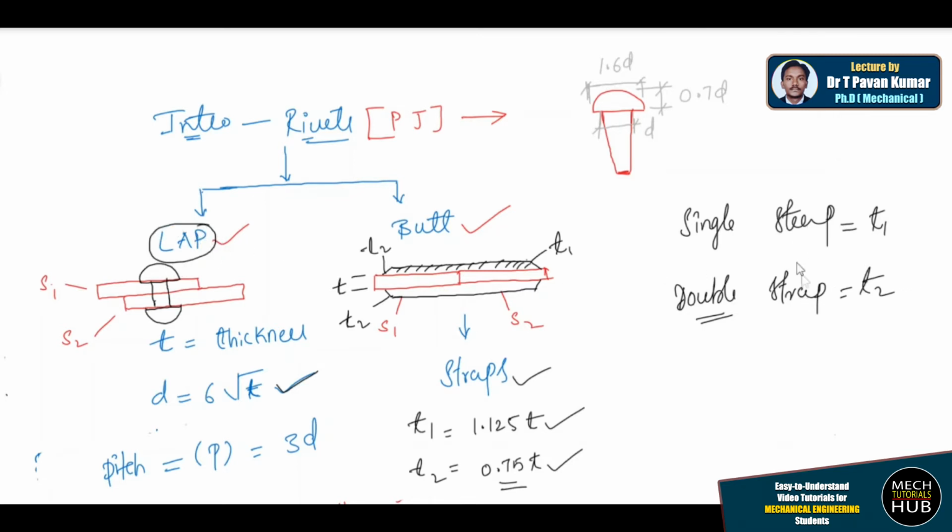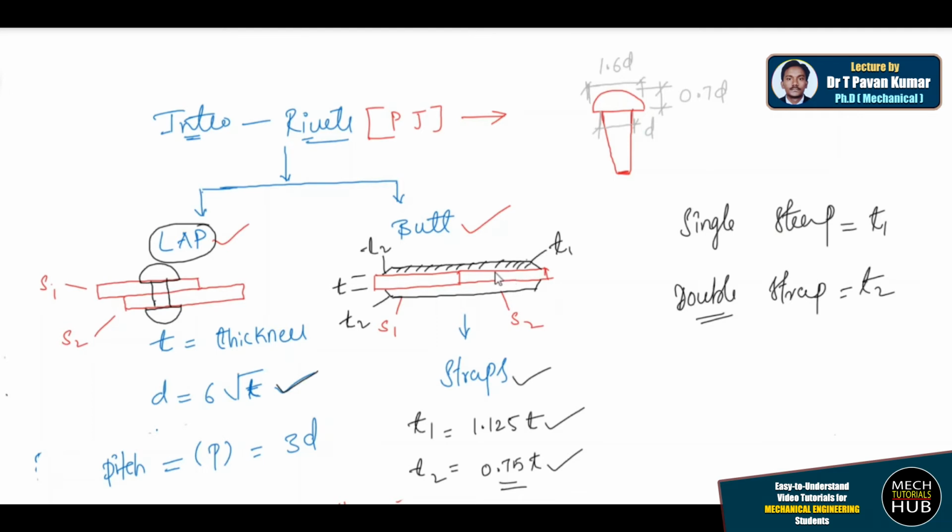T1 T2 discussion will not be there in case of a lap joint. T1 T2 is considered only for a butt joint because the sheets are placed one side by the other. Just to fix these two sheets, we use straps based on the working condition or the environment, the kind of load it is going to take. We'll use T1 or else T2.